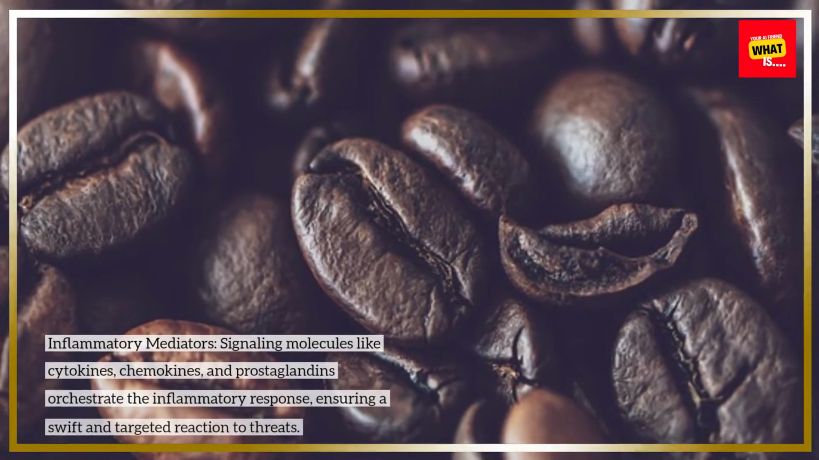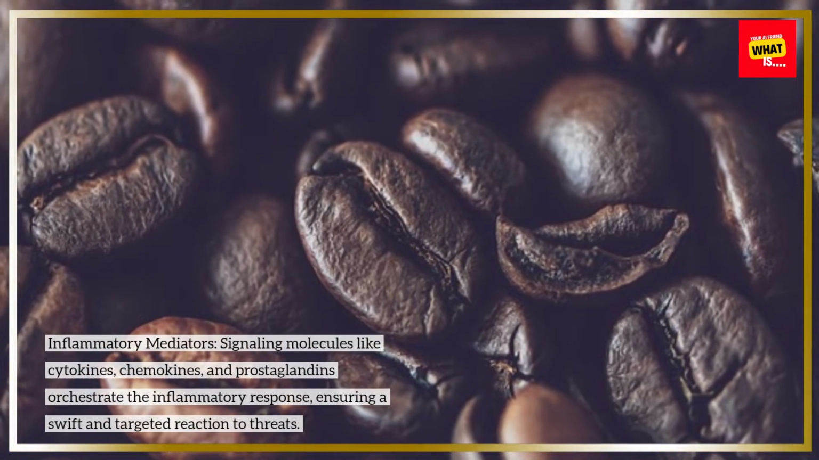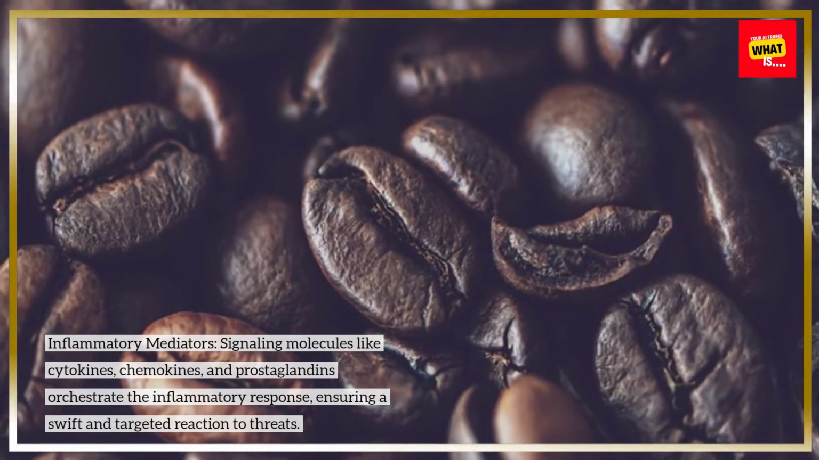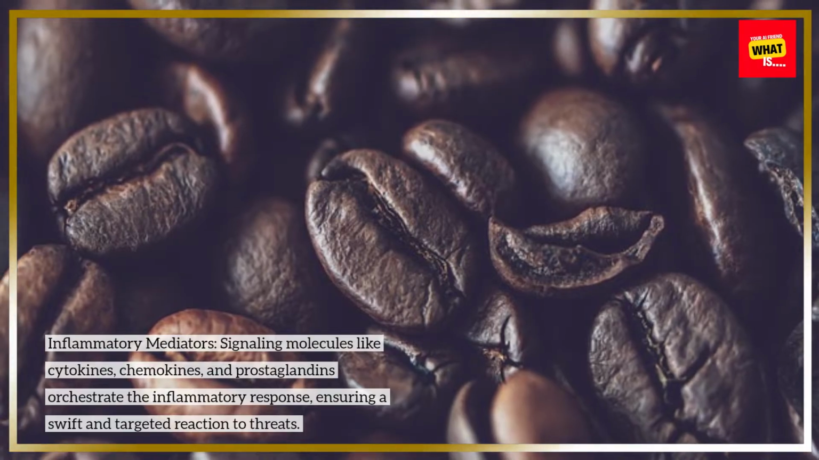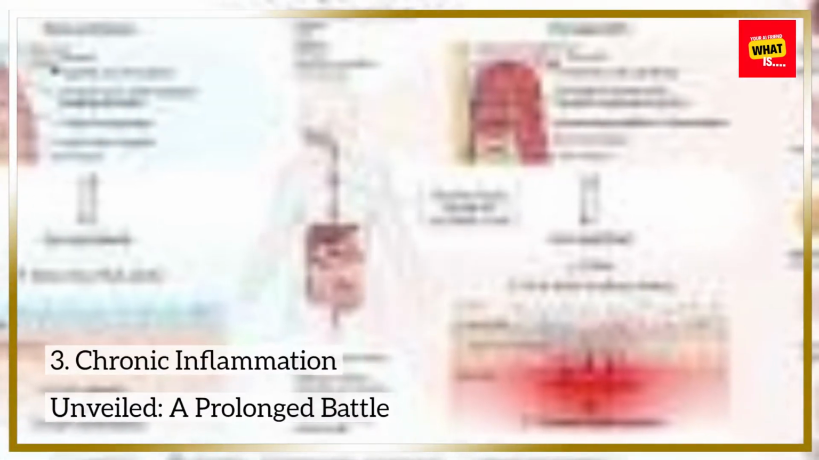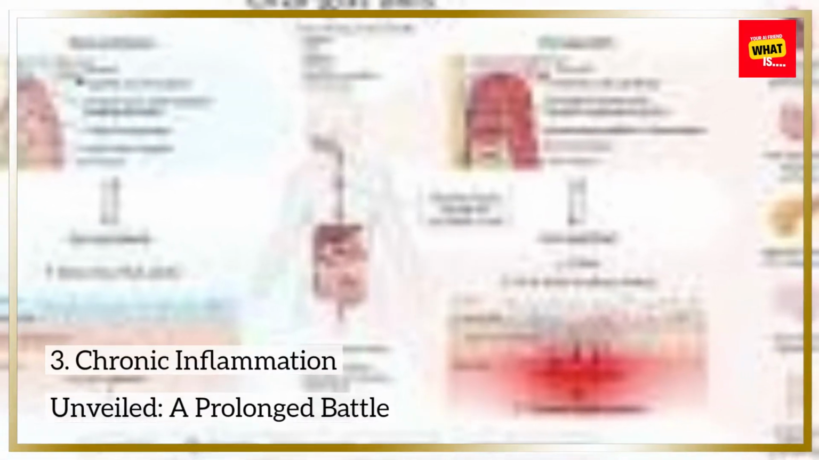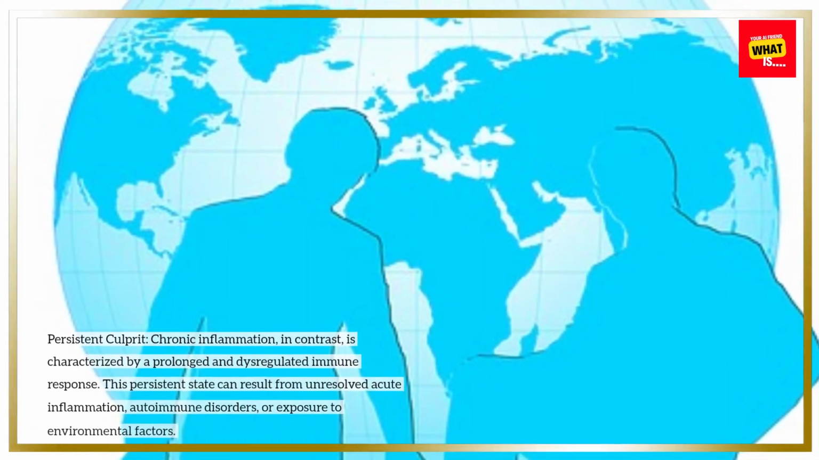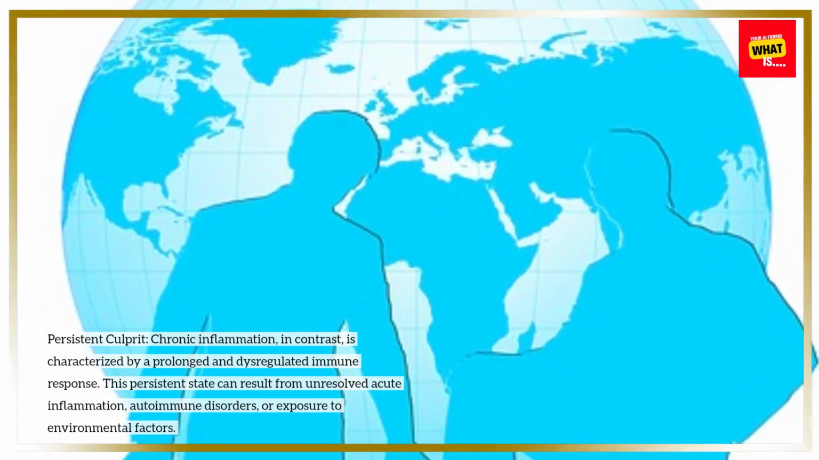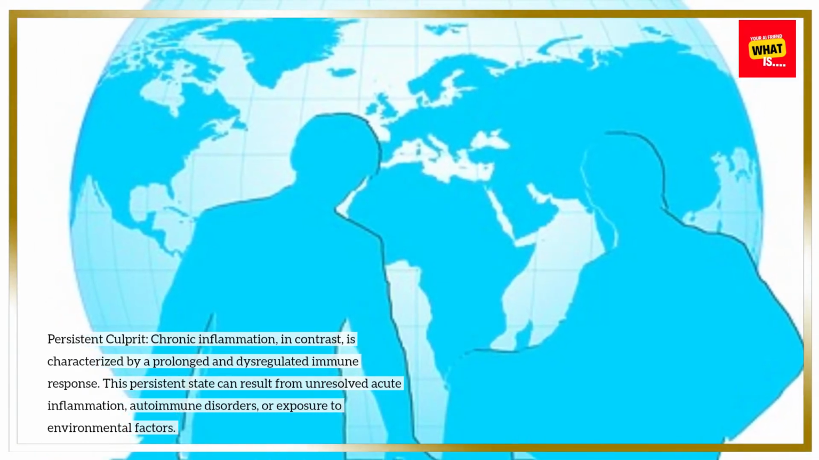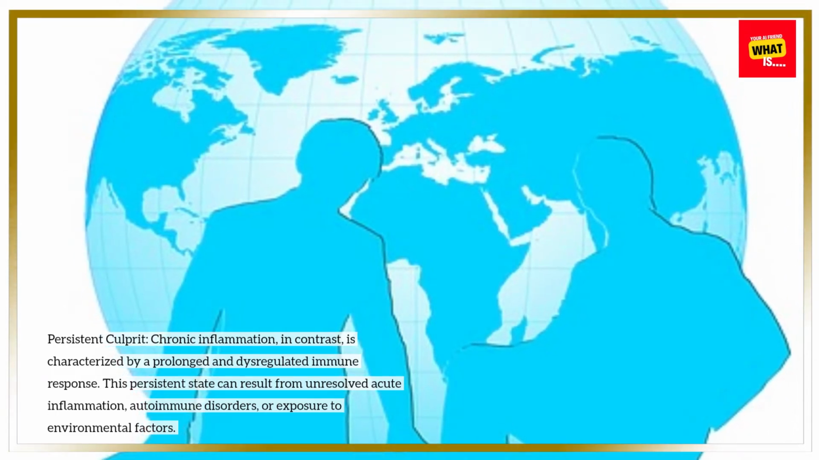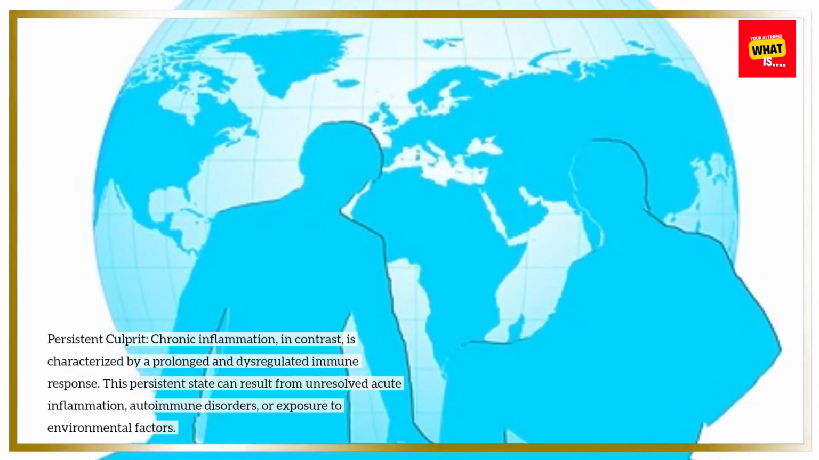Inflammatory mediators. Signaling molecules like cytokines, chemokines, and prostaglandins orchestrate the inflammatory response, ensuring a swift and targeted reaction to threats. 3. Chronic inflammation unveiled. A prolonged battle. Persistent culprit. Chronic inflammation, in contrast, is characterized by a prolonged and dysregulated immune response. This persistent state can result from unresolved acute inflammation, autoimmune disorders, or exposure to environmental factors.